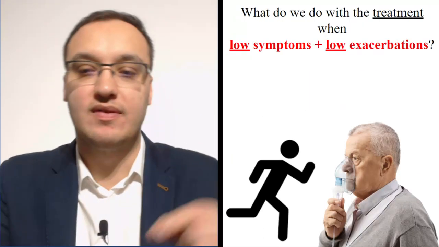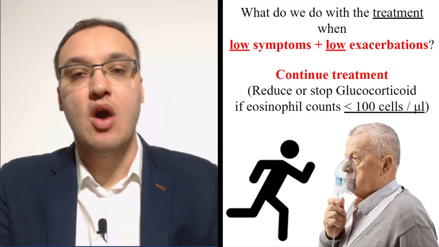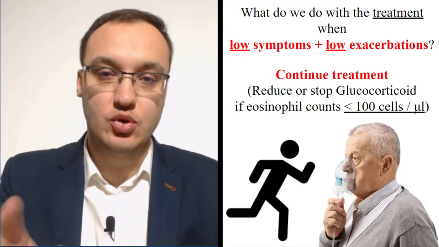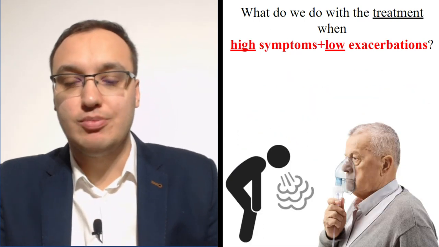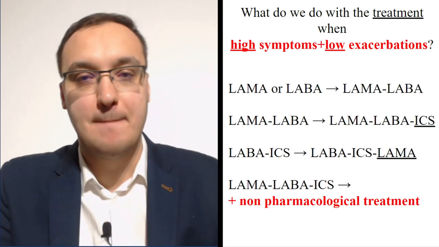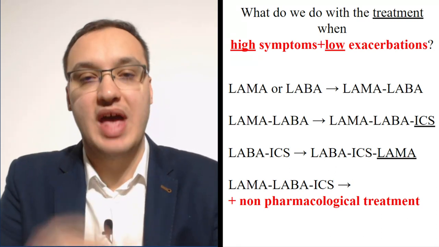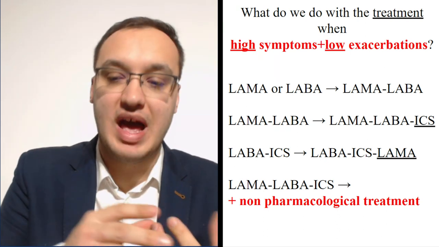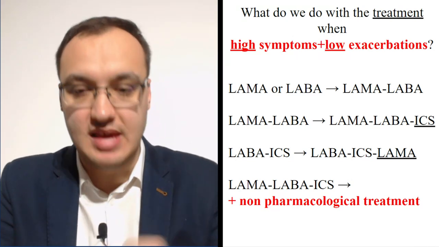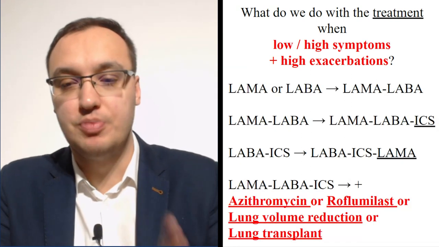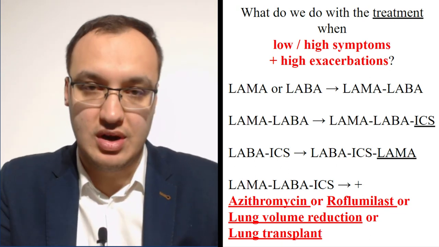And then with the treatment: it should be continued when we are dealing with group A patients, or we reduce the glucocorticoids when the eosinophil count is less than 100 cells per microliter, okay? High symptoms, low exacerbation. What do we do? This means group B. We have LAMA or LABA, then we add LAMA-LABA. When we have LAMA-LABA, then we add glucocorticoid. When we already have glucocorticoid plus LAMA-LABA, that means a triple therapy, we add a non-pharmacological treatment in group B. In group C or D, we can add antibiotics, azithromycin, or we add lung volume reduction or lung transplant, as we talked about.